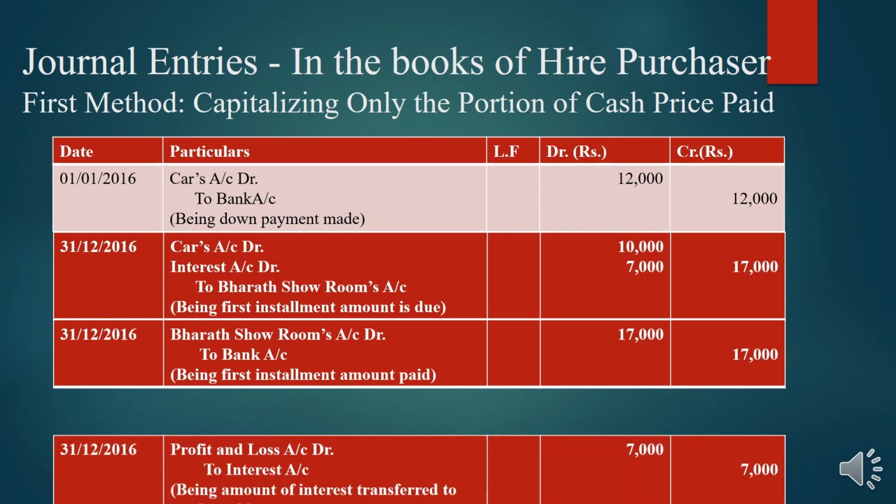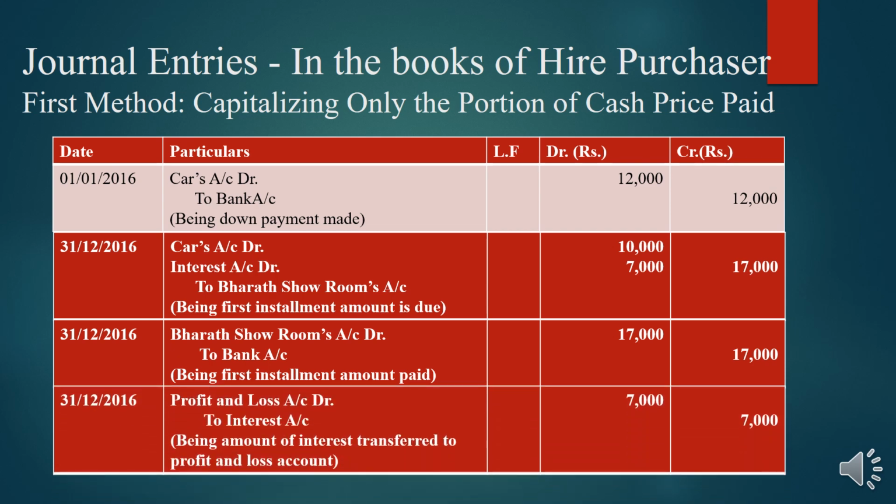The next journal entry is for transferring the interest to the profit and loss account. At the end of the first year, profit and loss account debit to interest account. The interest was already debited in the second journal entry, so now it is credited with the 7,000 amount.